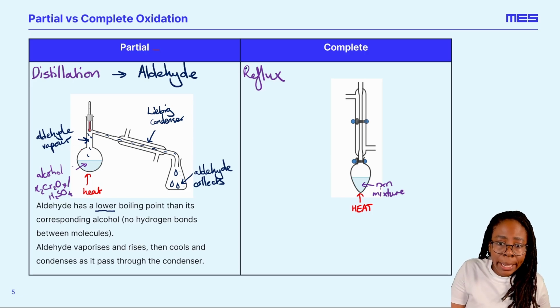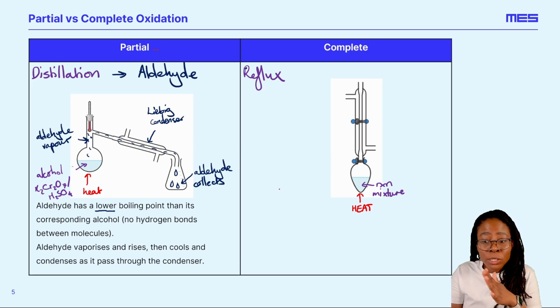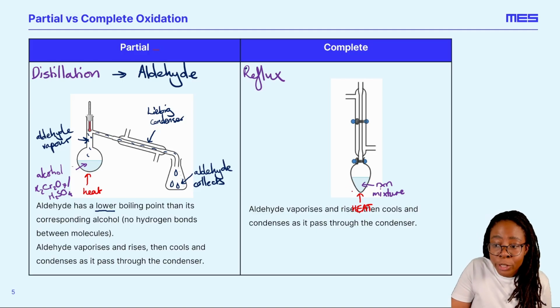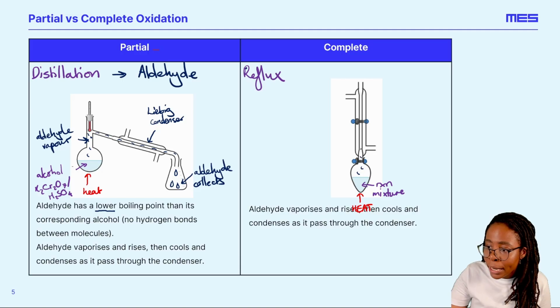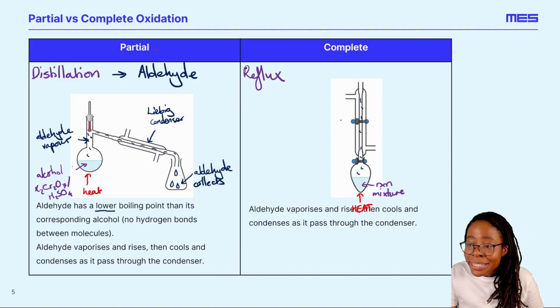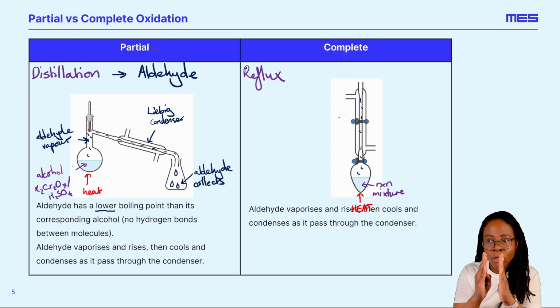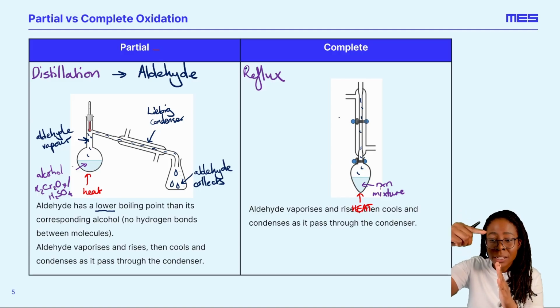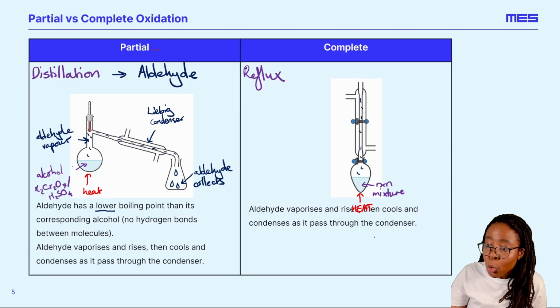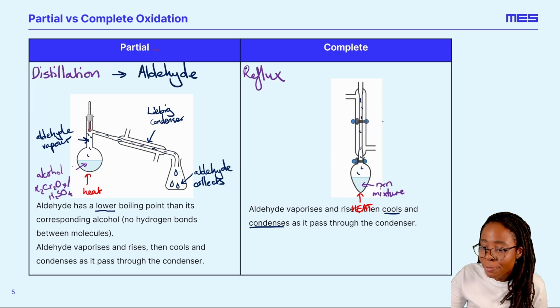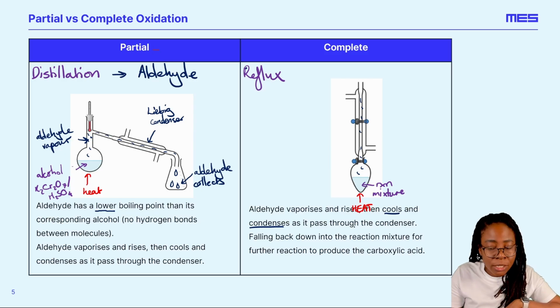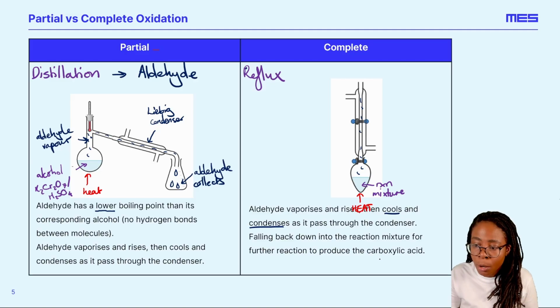Once more, the aldehyde is going to be produced and it's going to vaporize at a lower temperature than the alcohol. And so once more, our aldehyde vapors are going to rise up the condenser. The difference here is because of the setup, because it's vertical, once those aldehyde vapors have risen up, the condenser is going to start to cool and condense those aldehyde vapors. And what does that mean? It means that the vapors are just going to fall back down into the reaction mixture. And if they fall back down, then they're able to react further to produce the carboxylic acid.